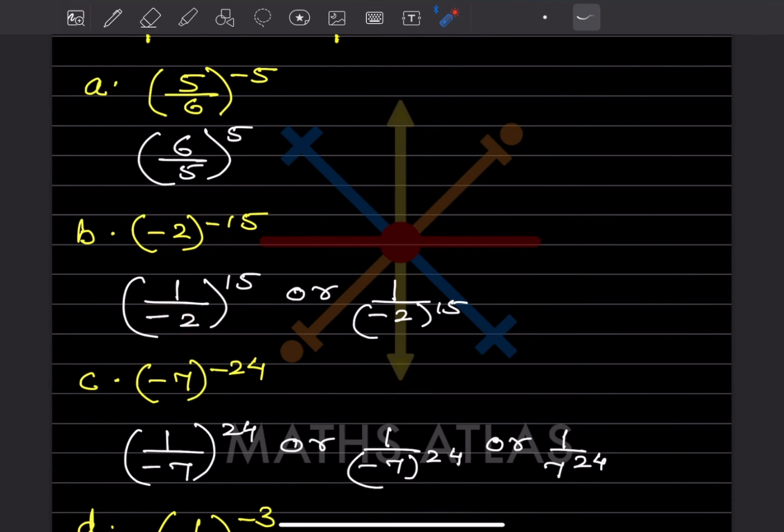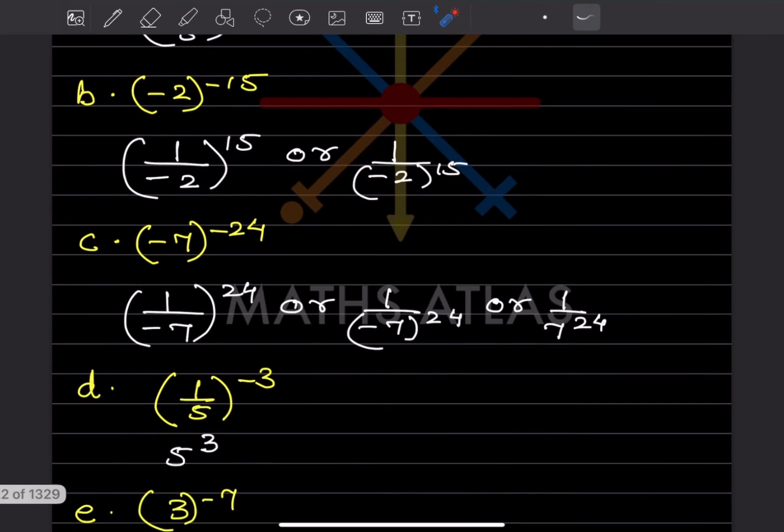Or it can also be written as 1 raised to 15 and minus 2 raised to 15. So 1 raised to 15 is going to be 1. So we can also write this as 1 raised to minus 2 by 15. Same here, this is going to be the reciprocal, that is 1 by minus 7 raised to 24. And we can write 1 raised to 24 as 1, and this will be minus 7 by 24 raised to 24.